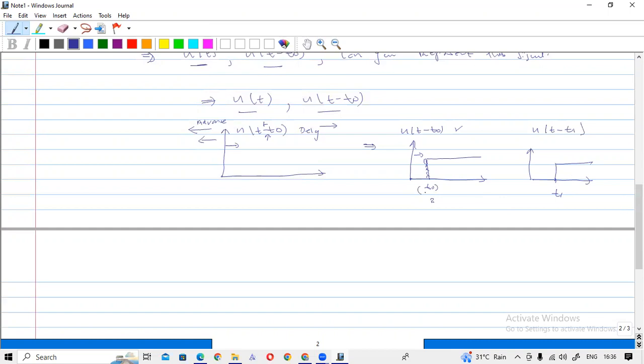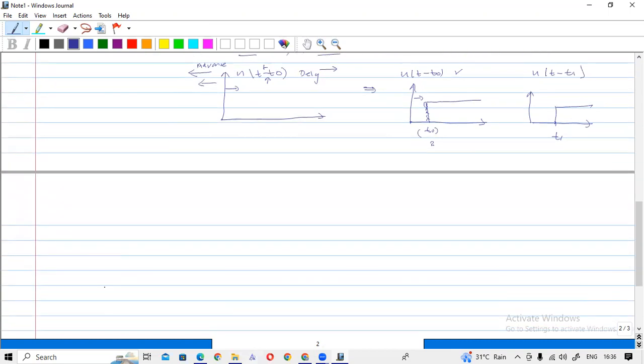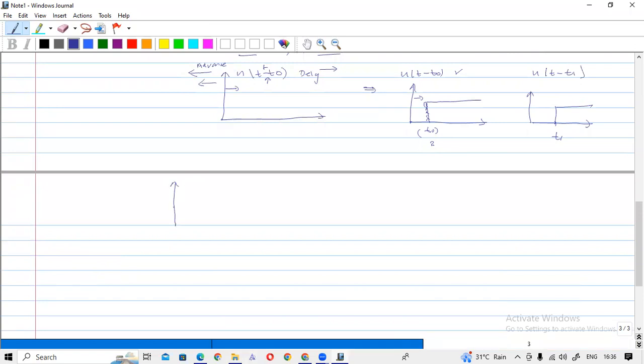So if I write those two signals together, let's say that this is T naught and this is T1. u(t minus t naught), I have like this. Then this is T naught, and this is T1.